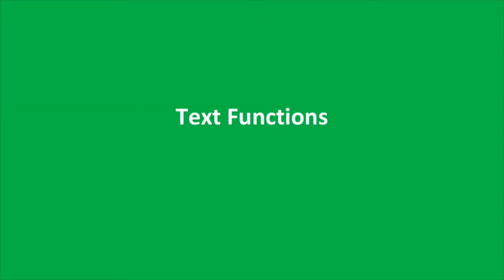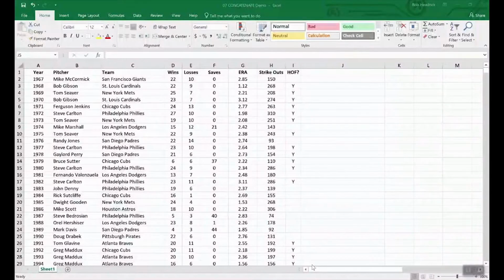Text functions contain some very powerful tools to adjust and rearrange and even combine cell data. Most often, these functions are used with worksheets that contain information and function as a database. I'm talking about collections such as mailing lists, product catalogs, or even Cy Young Award winners. Let's revisit our list of great pitchers for this next demo. So the first text function I'd like to show you is concatenate.